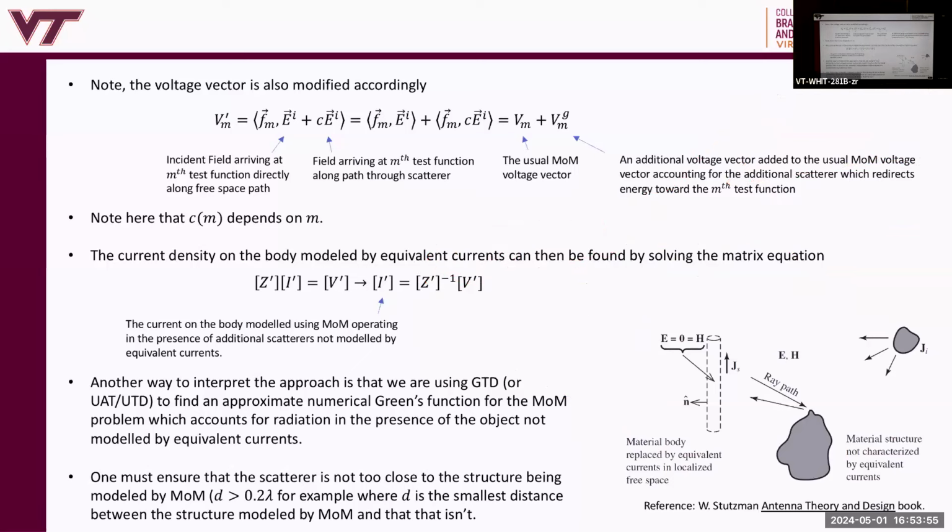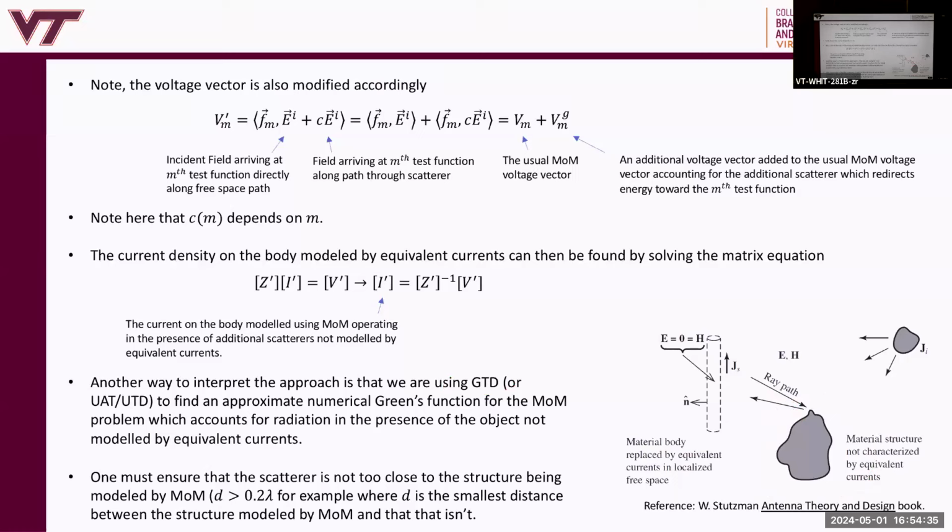Anyway, this is a really cool theory. And now you understand how to, and you can actually go and implement this approach. Another way to interpret the approach is that we're using GTD to find an approximate numerical Green's function for the method of moments problem, which accounts for radiation in the presence of the object not modeled by equivalent currents. One must ensure that the scatterer is not too close to the structure being modeled by method of moments, right? Because these are ray techniques. So you can't put the body that's not characterized by equivalent currents too close to your method of moments problem. All right?